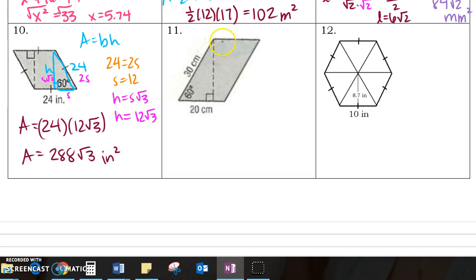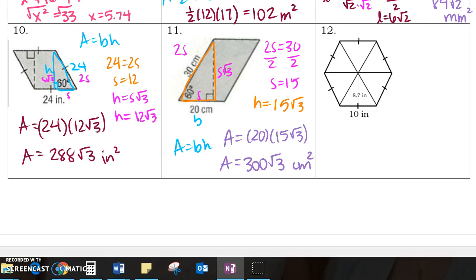I want you to try this same thing with this one, and we'll come together with the answer in a minute. So pause the video, try this out. Alright, so hopefully you tried it out and you got 300 root 3. If not, you can pause the video and take a look at all the notes to try to figure out what went wrong. Last but not least, number 12.